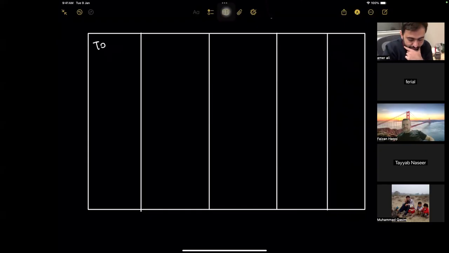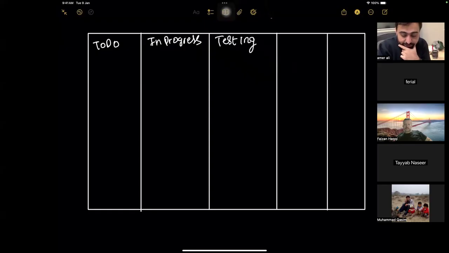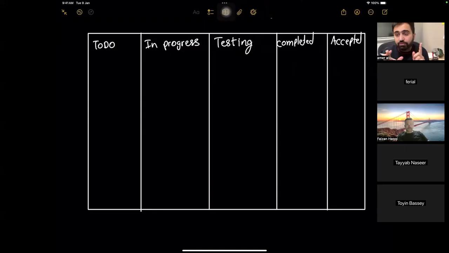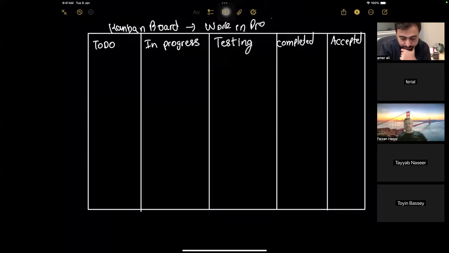So let's say to do, in progress, testing, completed, accepted. Okay. We set how much work we can do at one time. Work in progress and bottleneck.